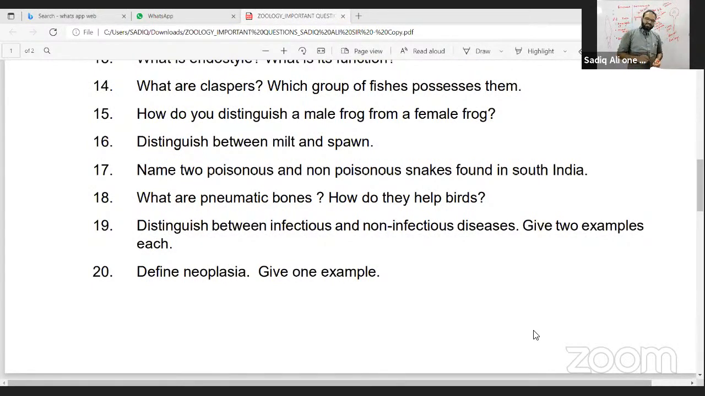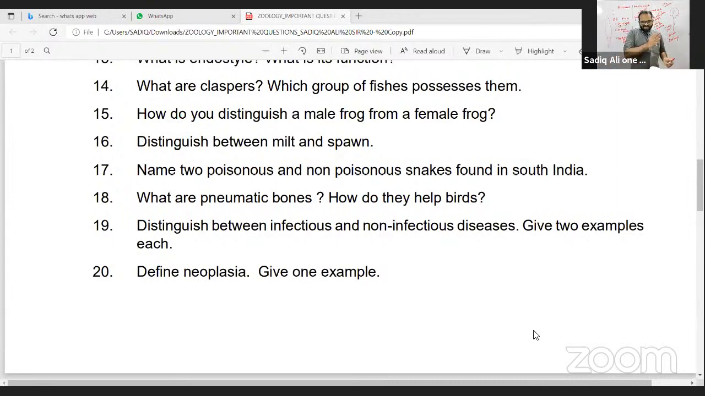19th question. Distinguish between infectious and non-infectious diseases. Give 2 examples. It will be there in the topic Biology in Human Welfare lesson. In that, first question, 12th question. Infectious diseases, the diseases which spread or which are easily transmitted from one person to another person. Page number 89, question number 12.